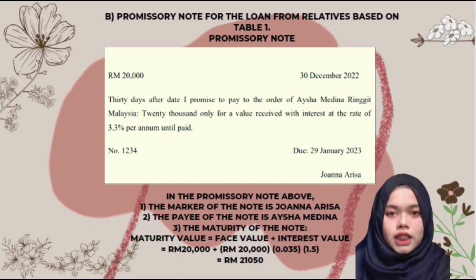For question B, the promissory note for the loan from relative based on table 1. This is the picture for the promissory note. In the promissory note above, the maker of the note is Joanna Arisa, the payee of the note is Aisyah Medina, and for the maturity of the note we have to use the formula of maturity value, which is face value plus interest value, equals 20,000 plus 20,000 times 0.035 times 1.5. The answer is 21,050.